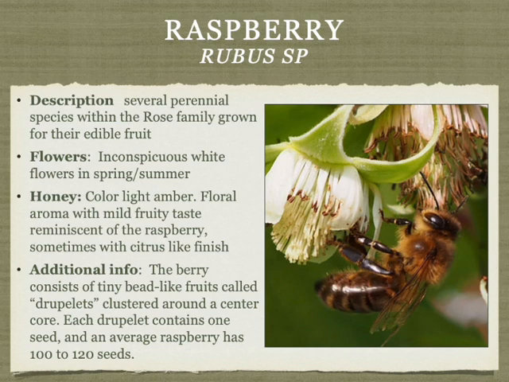Other berry honeys like blueberry and cranberry are not quite as reminiscent of the fruit, but this one is a little bit more similar to it. The berry is actually a cluster of little fruits called drupelets. Each drupelet has one seed, and every raspberry is a collection of 100 to 120 of these.